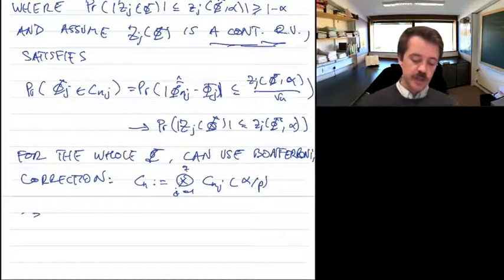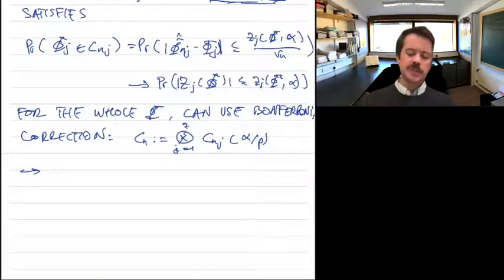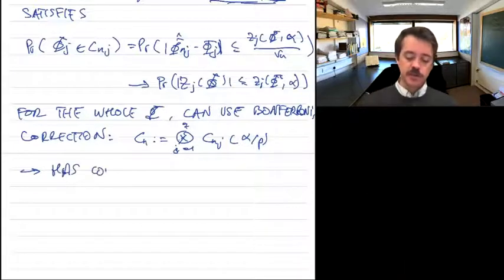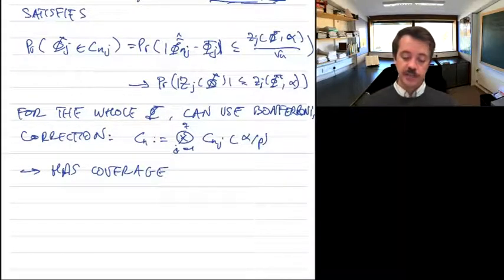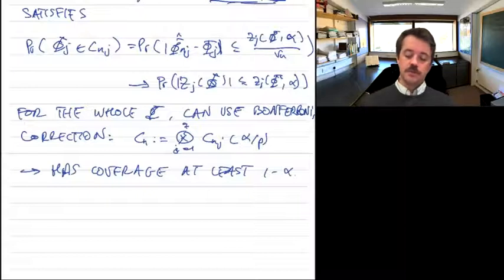Okay, and I state, and you can check this easily, I think it may be in the example sheets of statistical modeling. Maybe because there is a new lecturer this year, he may have changed the sheets, but otherwise, if he hasn't, then it should be there. So this has coverage at least 1 minus alpha. Okay.